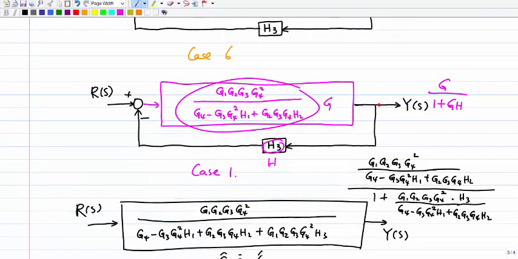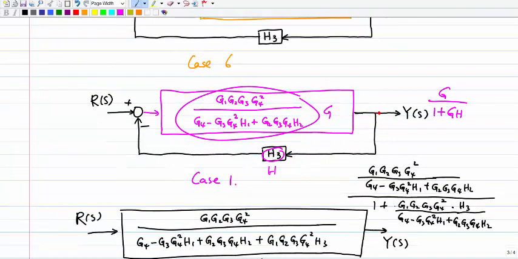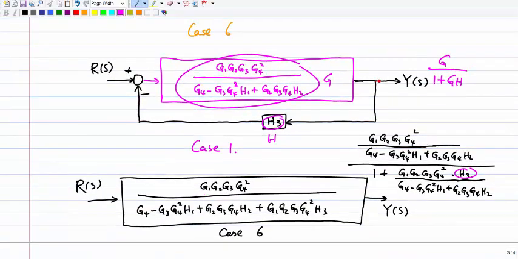So I do the same thing. This is G divided by 1 plus G times H. H is H3, so I multiply by H3 over here. If you do the simplification over here, you do G1, of course, the same way. You multiply G4 minus G3, G4. Let's say I call this denominator D. You just multiply the whole thing by D over here. That's it, you can do the simplification. Now you get this final answer over here.